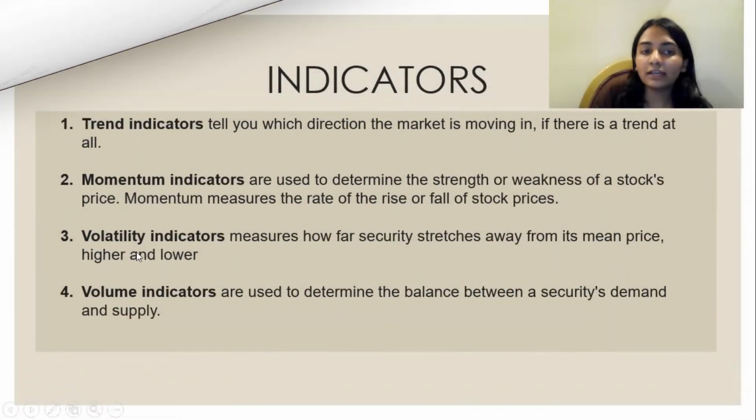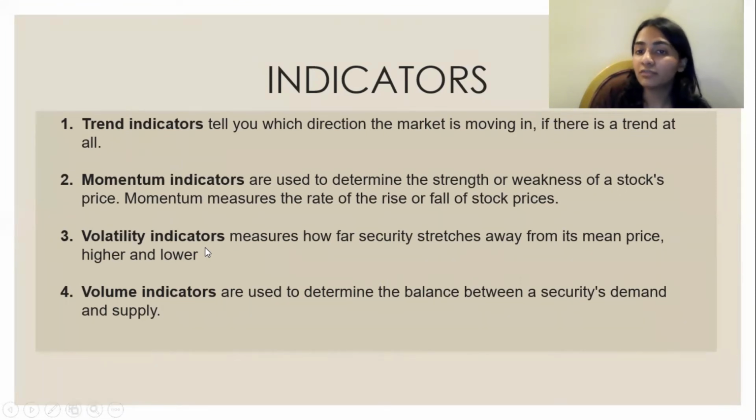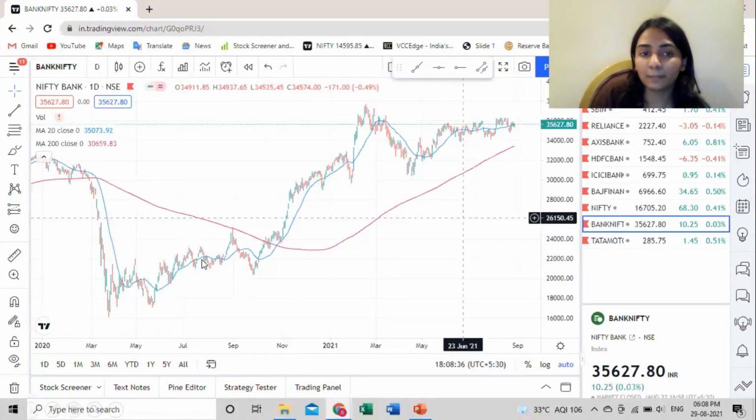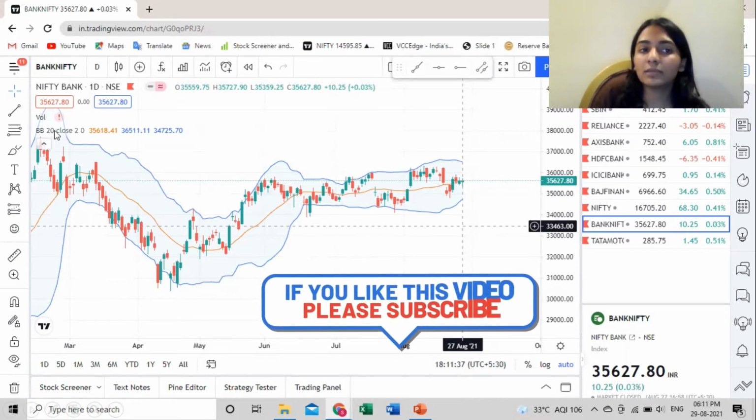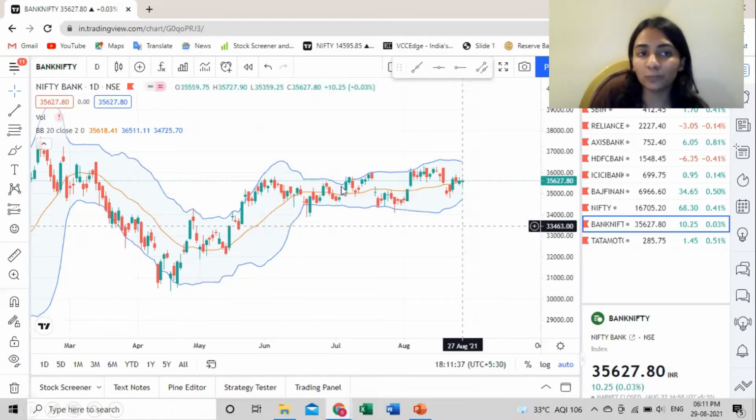Thirdly, we have volatility indicators, which measure how far the security stretches away from its mean price, higher or lower. Over here I've taken the Bollinger Band into consideration. By default it is set at 20, which means the 20-day close, and 2 is the standard deviation. You can change it. You can change 20 to 30, 40 or whatever you like. It basically gives you a sense of the mean. And for the standard deviation, you can take 3 standard deviations, 4 standard deviations, according to you.